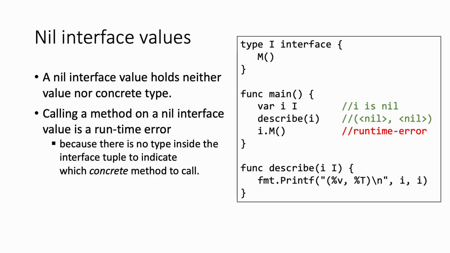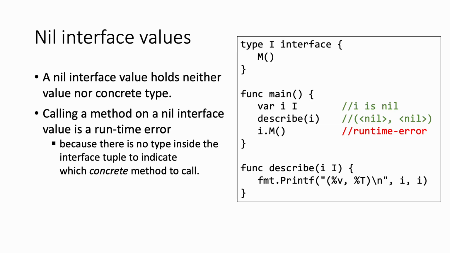So interface values with a nil underlying value are not the same as nil interface values. While the former still holds a concrete type, a nil interface value holds neither value nor concrete type. Therefore, calling a method on a nil interface value is a runtime error because there is no type inside the interface tuple to indicate which concrete method to call.